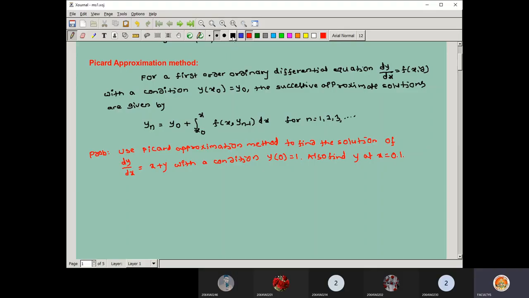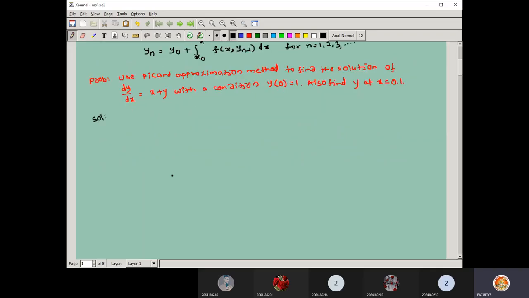Look at this problem. This problem is very similar to your first problem we used in Taylor series method. The same problem here I am giving, and I am trying to find out the solution for this differential equation. So at present I am using Picard approximation method. So first you write down what they have given. Given dy by dx equal to x plus y, and the condition is there y of 0 equal to 1.